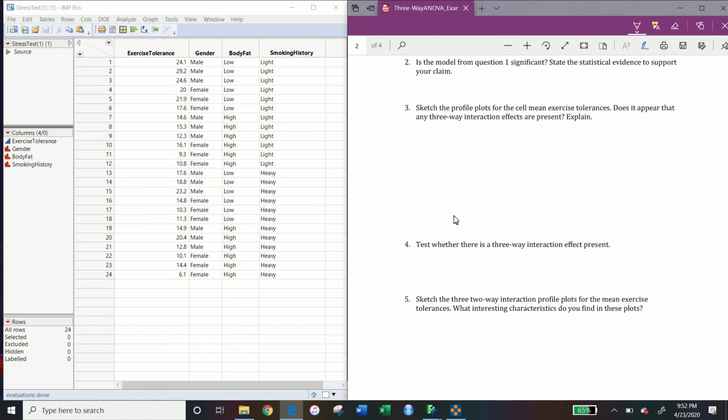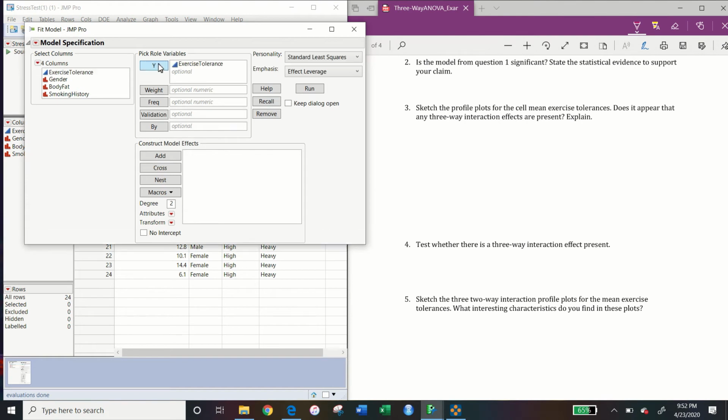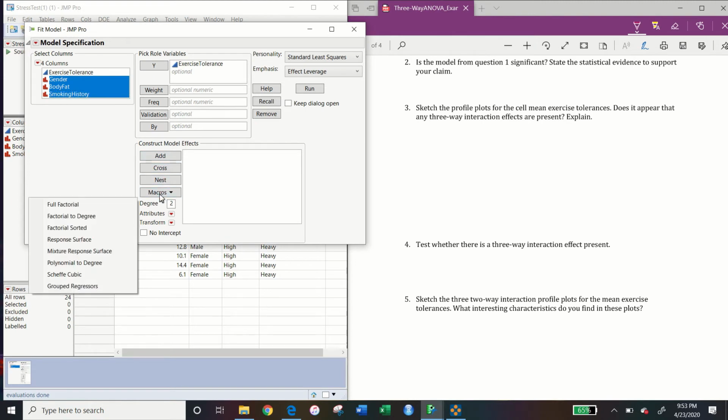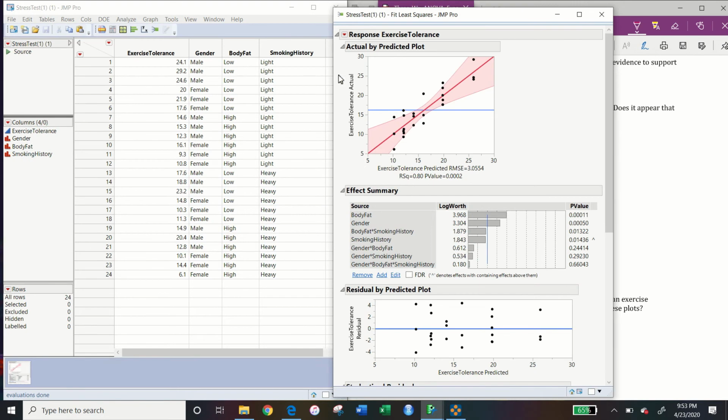All of these significance tests, and asking for the effects test, we can find in our Fit Model report. So if we go to Analyze, Fit Model, exercise tolerance is our response. Gender, body fat, and smoking history are going to be our effects. Now I'm going to drop down and select Macros, Full Factorial. That's going to give us our main effects, our two-way interactions, and our three-way interaction. After this, I'm going to select Run.